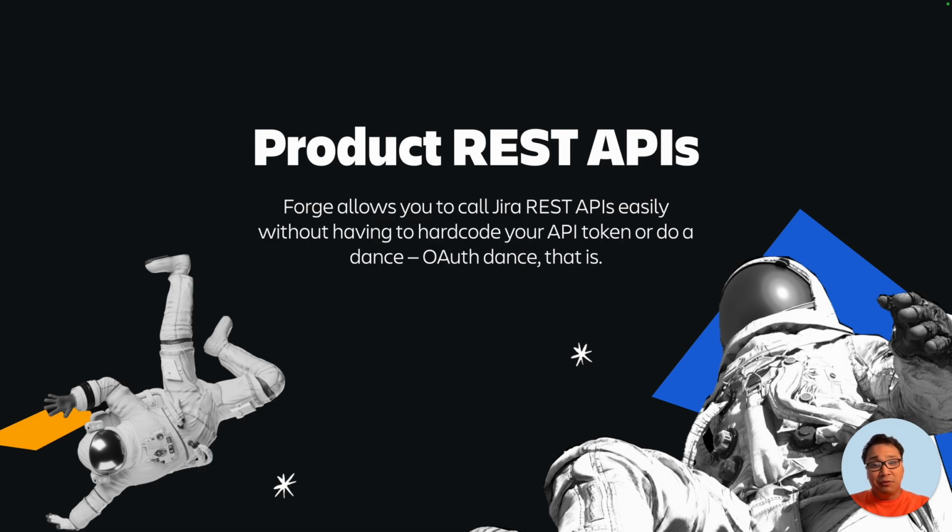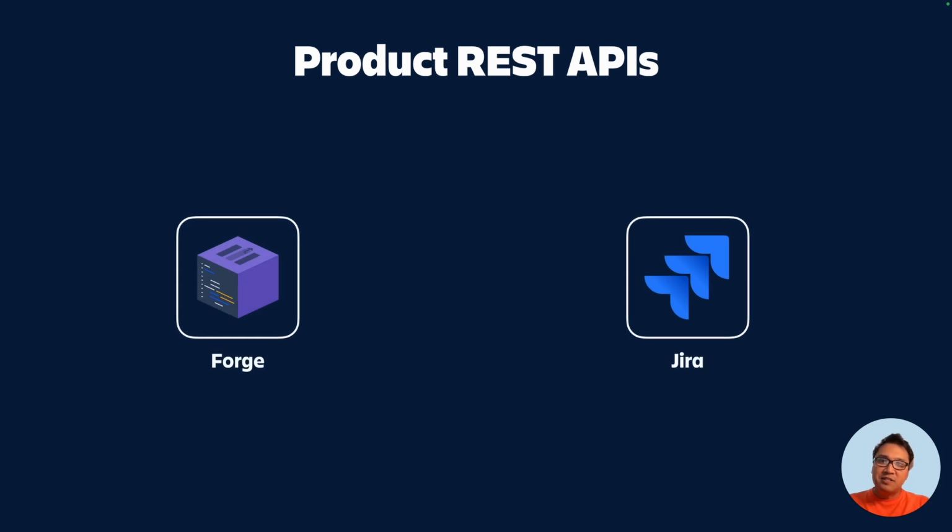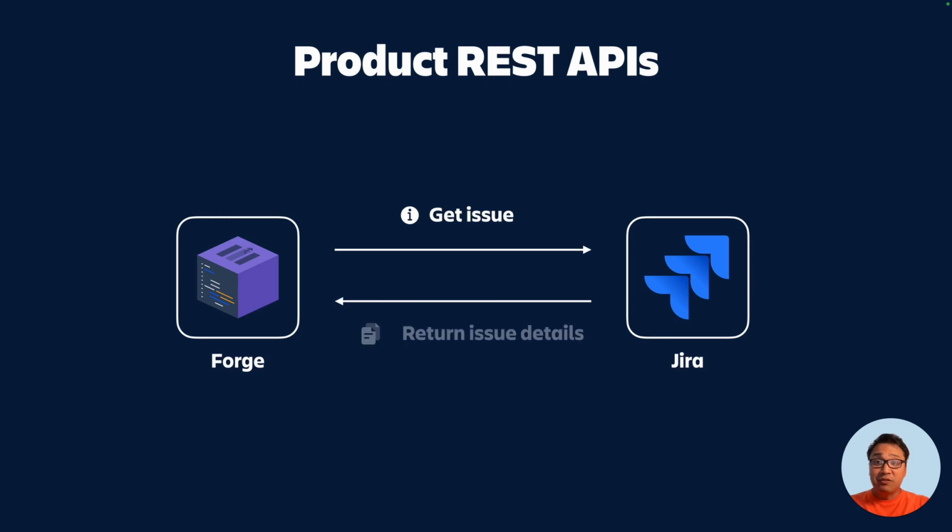Forge makes it easy for us to call product REST APIs, and today we're going to try that out. Here's how it works. For example, from the app, let's say we want to get the issue details from Jira. The app calls the REST API to request the information, and when Jira receives the request, like a well-formed request, it'll respond with the information being requested, and that's a simplified view of how it actually works.